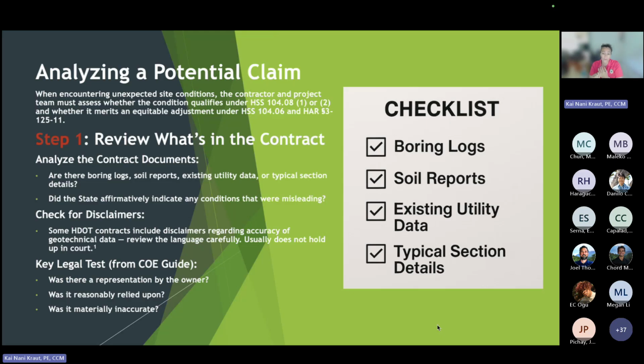So step one is review what's in the contract. What was provided? What was the information provided? Were there disclaimers? The standard spec actually has disclaimers. Again, most of the time those disclaimers are actually thrown out because they really go by the reasonableness. Again, this is coming from the reference, so that's later in the presentation.